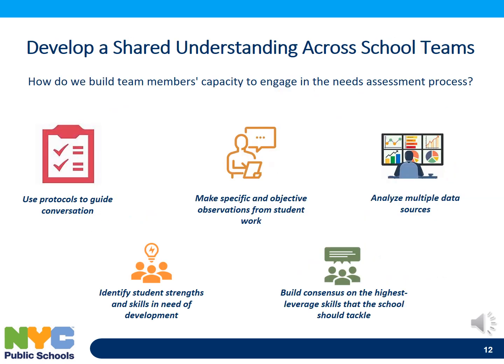Now that the school has analyzed a variety of data across multiple student groups in order to identify the student skill gaps, how do we come to a shared understanding of the skills needed to address the priority? What are the steps we can take or activities we can engage in to reach consensus? We can come to a shared understanding by using protocols to guide the team's conversation, making specific and objective observations from student work, and identifying patterns across students as well as skills that need additional development.